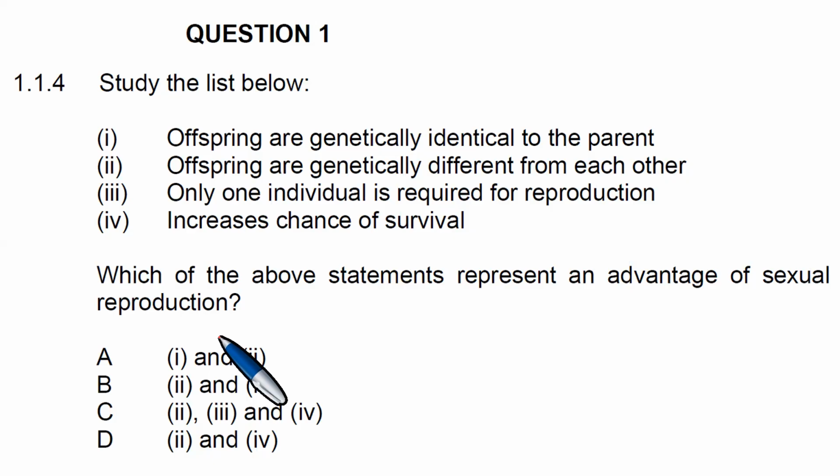Right, so looking at 1.1.4, surely the correct option will have to be a student must realize that offspring are genetically different from each other, okay? Right, and now we're looking at which of the following statements represent an advantage of sexual reproduction. We are able to see that offspring are genetically different from each other in sexual reproduction, but also in the notion of genetics, right?